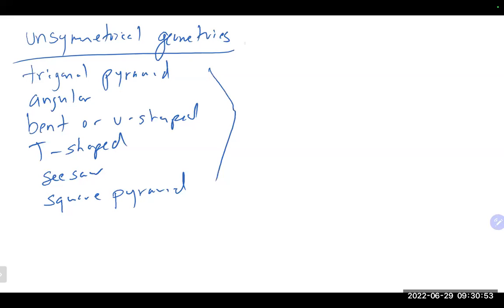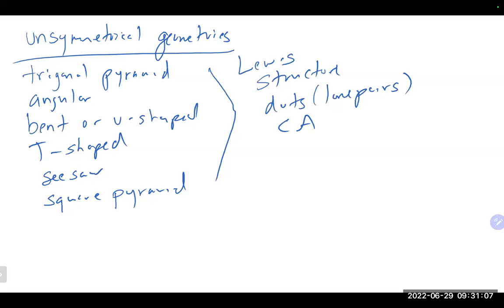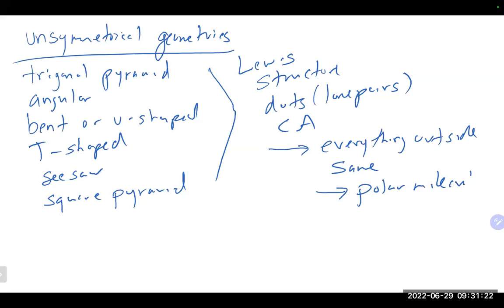But these are basically, when you draw your Lewis structure, you will see dots, or lone pairs on the central atom. And if you see dots or lone pairs on your central atom, and everything on the outside is the same, it is going to be most likely a polar molecule. For example, like the water there. I see dots on the central atom. I see everything on the outside is the same. It's going to be polar.